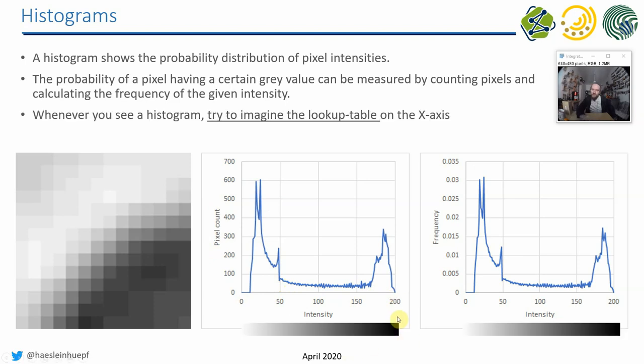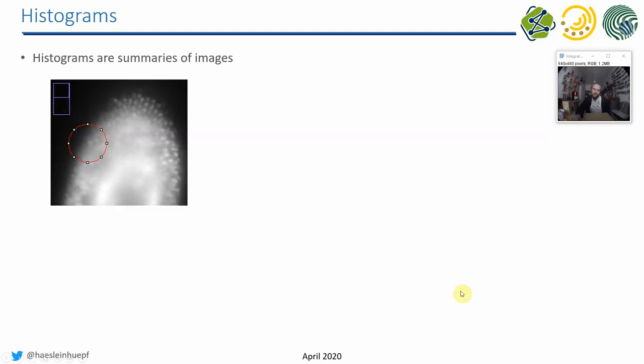Actually, the lookup table is here on the x-axis. Whenever you look at the histogram, try to imagine for yourself the lookup table here on the x-axis. So it tells us there are some black pixels and some white pixels, but not so many gray pixels. There are two different kinds of histograms quite popular in software. On one side you see the pixel count on the y-axis, and in the other case you see the frequency, which is divided by the number of pixels in the whole image. The frequency of pixels in this particular image with a given intensity. You see the curve is the same, it's just the y-axis which is different.